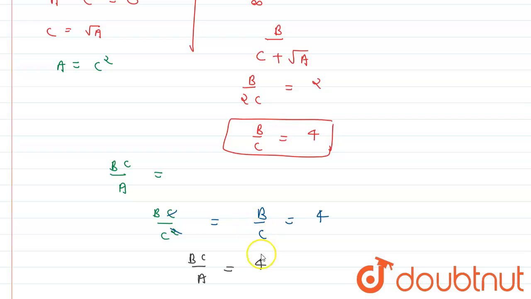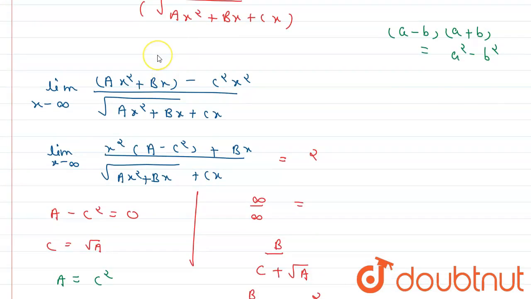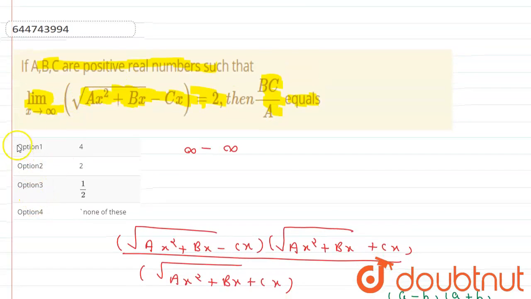And this corresponds to option number 1. So our final answer is option number 1. bc upon a equal to 4. So the correct answer is option number 1.